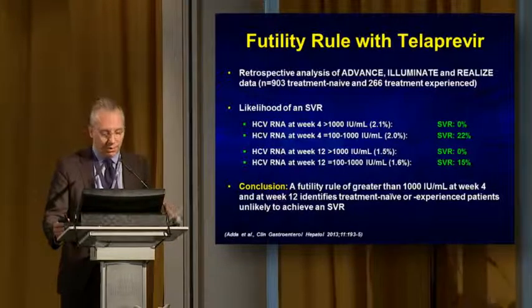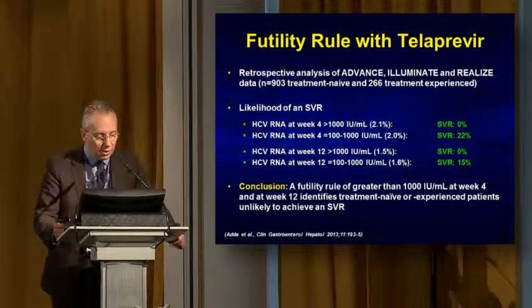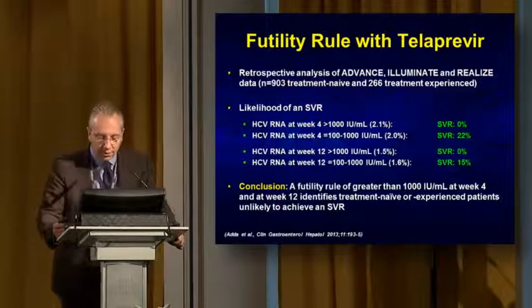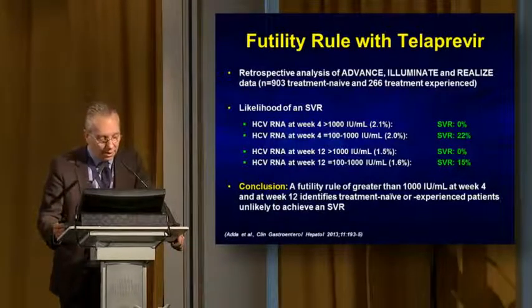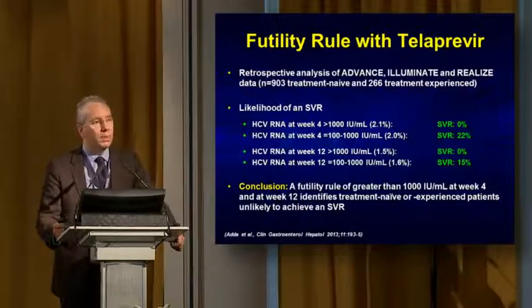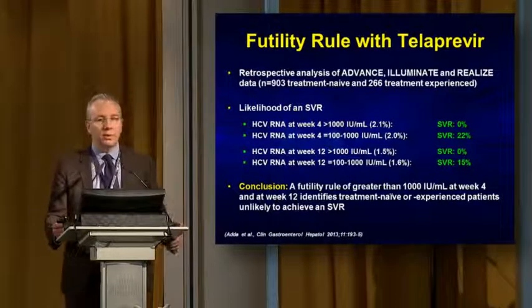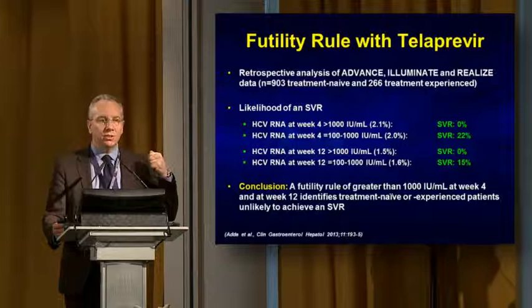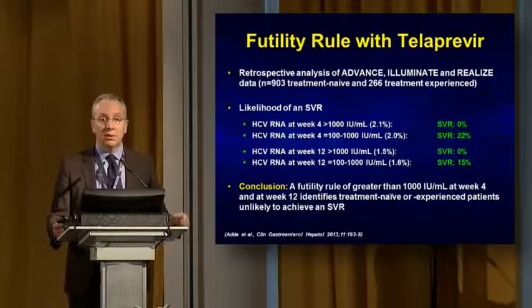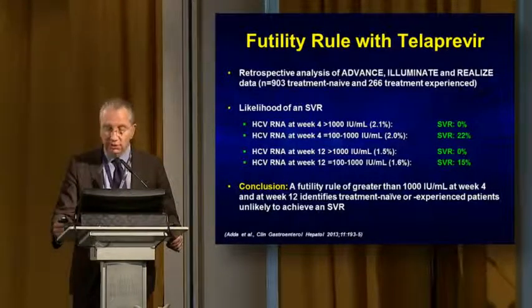You can stop therapy. The same was true at week 12. HEV RNA at week 12 above 1,000, 0% SVR. HEV RNA at week 12 between 100 and 1,000, 15%. If you are between 100 and 1,000, you can continue. Your patient still has a chance of achieving an SVR. If you're above 1,000, you should stop therapy.